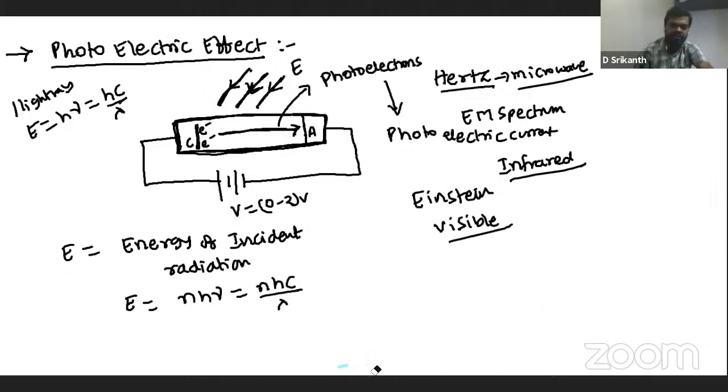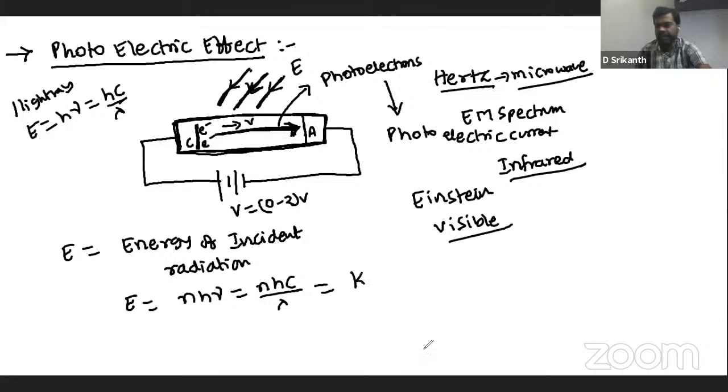So whenever the energy is incident, what will happen? Initially, electrons leave the cathode and move towards the anode with a velocity v. That means due to the supply of incident radiation, initially electrons have kinetic energy.